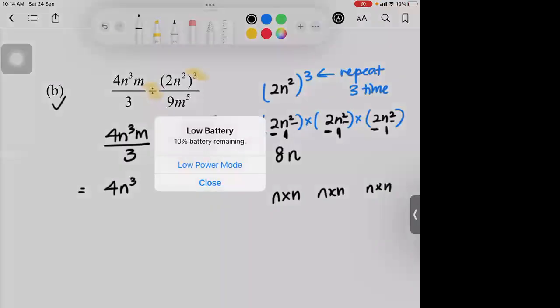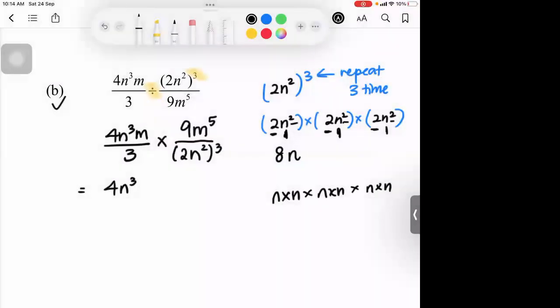How many? Oh, no battery. How many? n, 1, 2, 3, 4, 5. n to the power 5. Oh, 6. Okay, n to the power of 6. Thank you. At least you are responding to me. 9m to the power of 5. So this whole thing here, this one I changed to 8n to the power of 6.